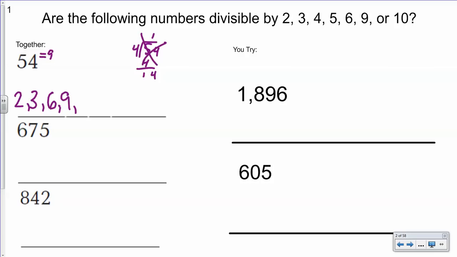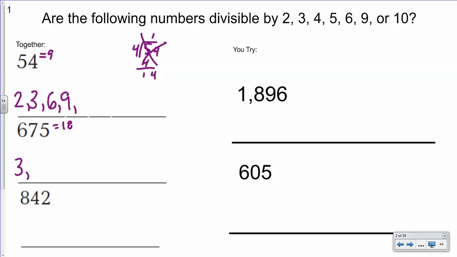All right, let's look at our next one. Let's go ahead and add up the sum of our digits. So I've got 13 plus 5 gives me 18. All right, so it's not divisible by 2. Is 18 divisible by 3? I believe it is, so I get to put a 3 down. 18 divided by 3 is 6.